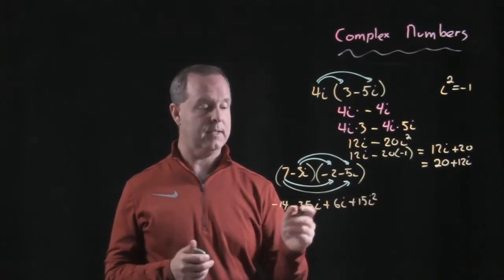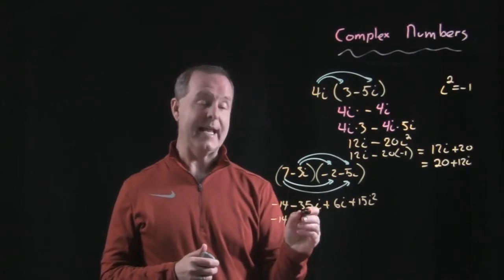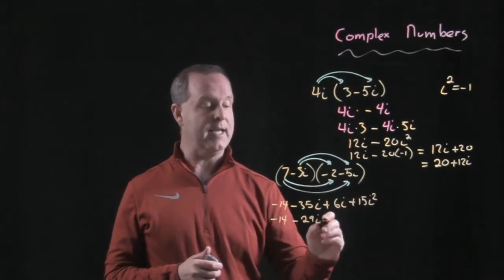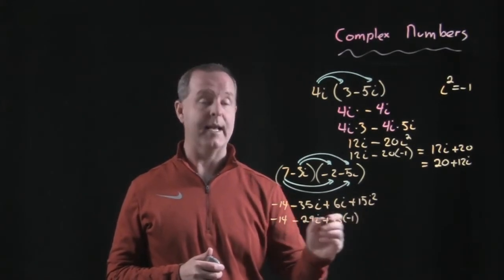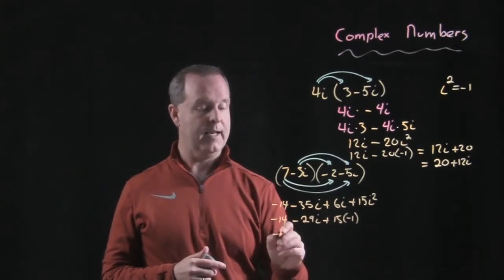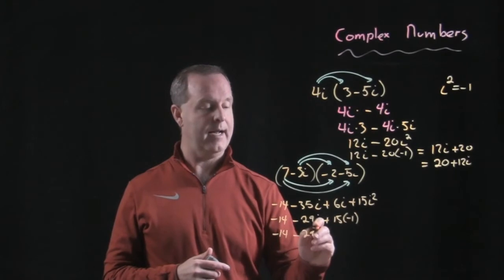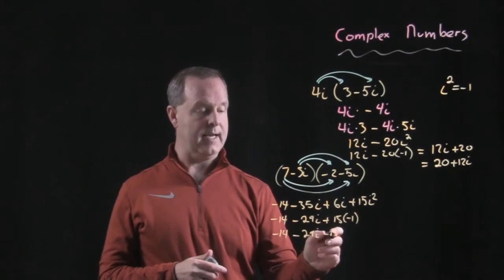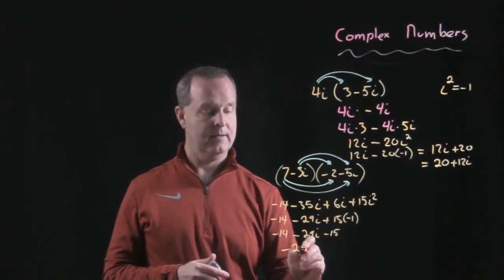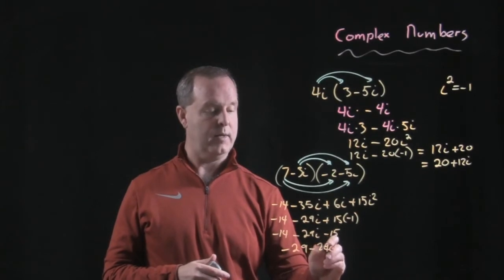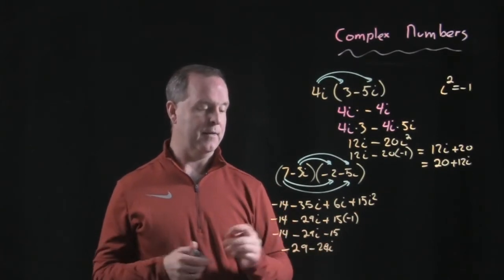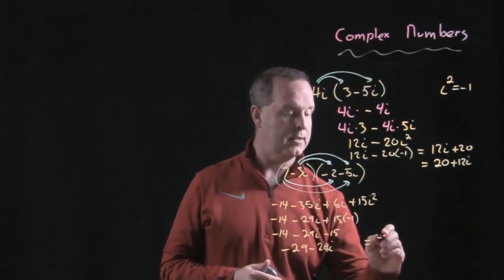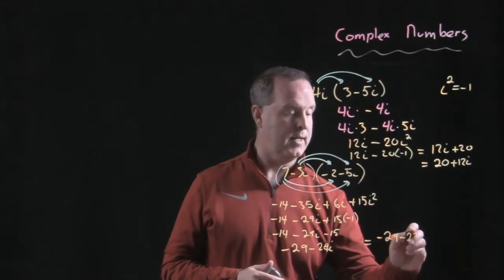Simplify, combine like terms. So minus 14. Negative 35i plus a 6i gives me a negative 29i. Plus 15i squared, and i squared is a negative 1. So negative 14 minus 29i minus a 15. Collect my like terms. So I have negative 14 and negative 15. It gives me a negative 29 minus 29i. And there's my result. That was a kind of ugly way of writing it. Let me try to write it better over there for you. Minus 29 minus 29i.